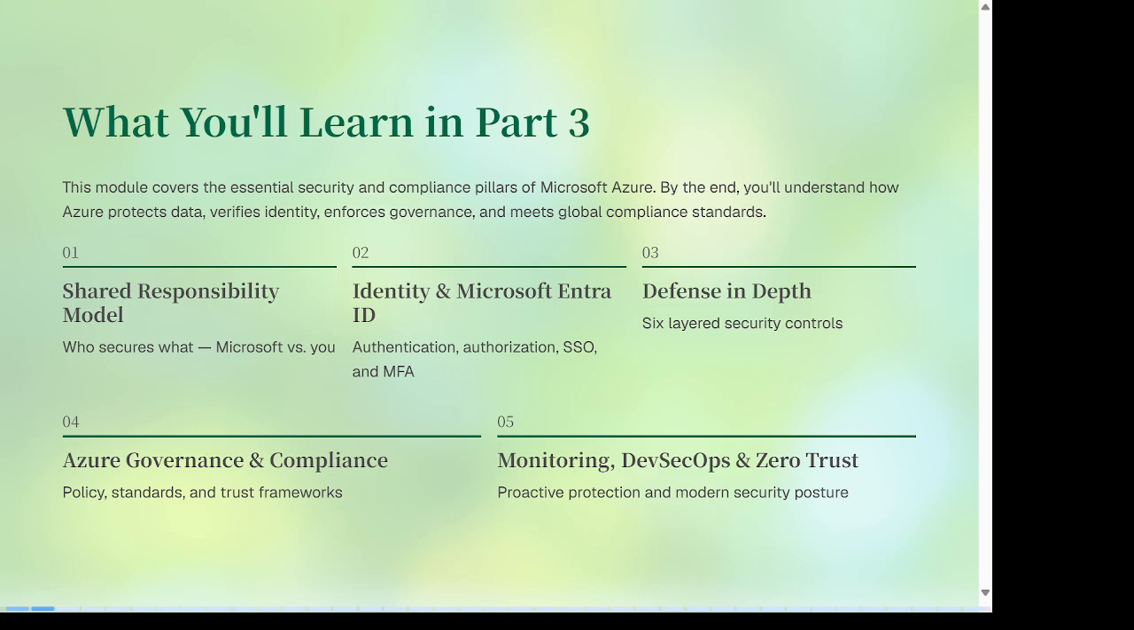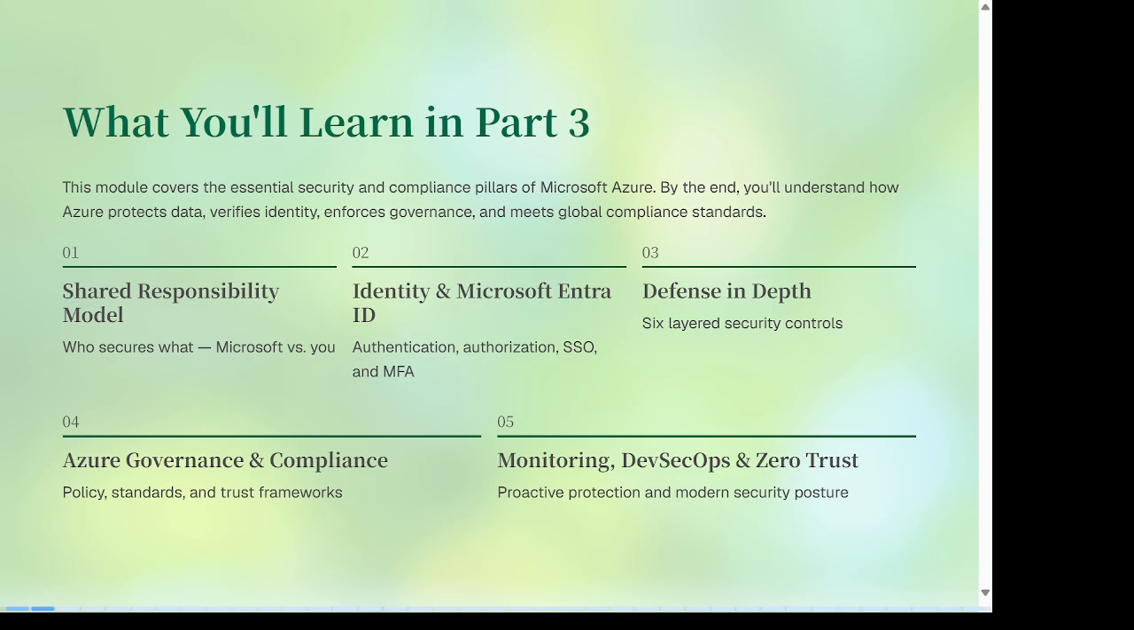From there, we will move into defense in depth, where you will discover how Azure uses multiple layers of security instead of relying on a single protective barrier. You will see why even if one security layer is compromised, the remaining layers continue to protect your environment.